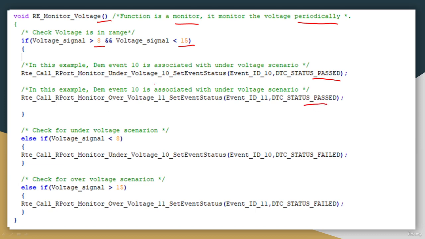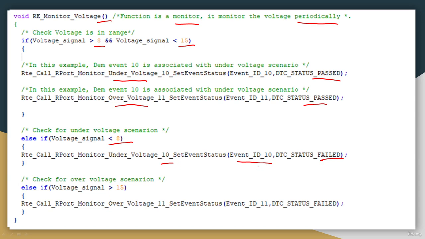So we have two events here. One is under voltage, one is over voltage. So here both the events are passing only because the voltage is in range. It is neither under voltage nor over voltage. In this example, you can see that DEM event 10 is associated with the under voltage scenario. So whenever there is an under voltage scenario, this event 10 would be set as failed. This is the event ID 10. Every event has a unique event ID, which is used to identify that particular event.